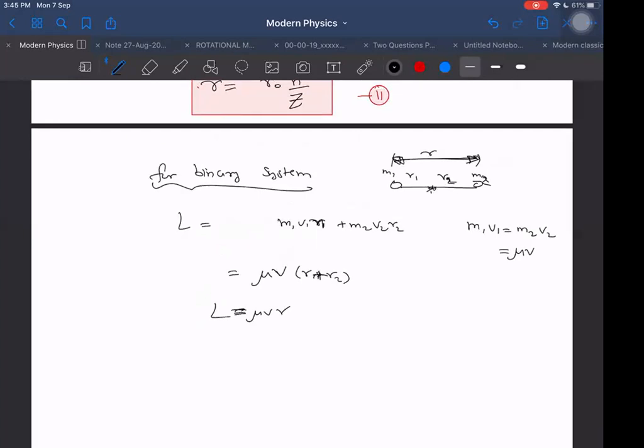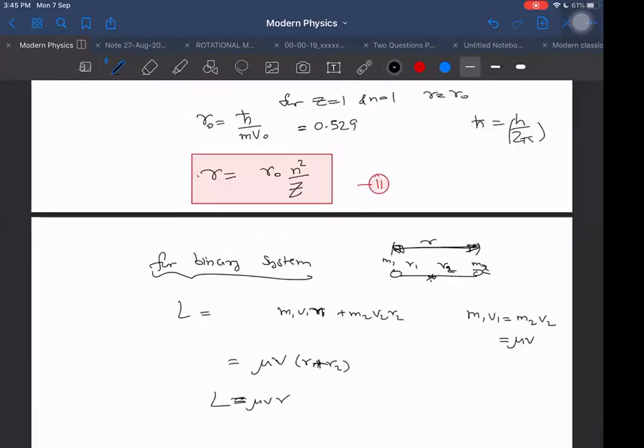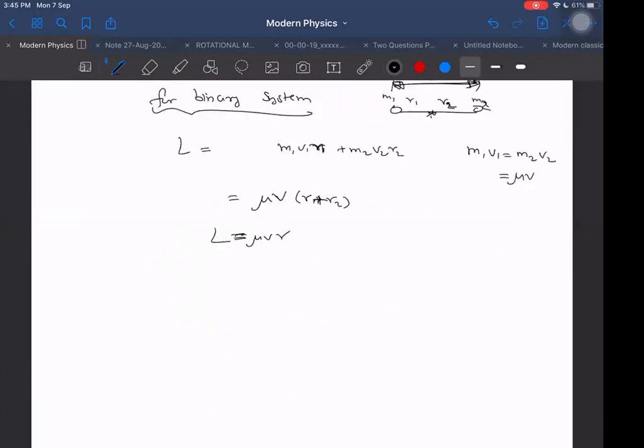Is it okay? Yes, sir. Mu into v into r. I can also write it as mu into r square omega.